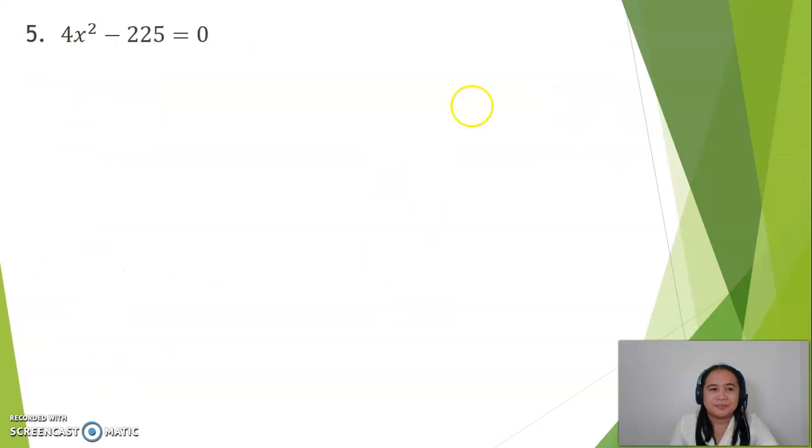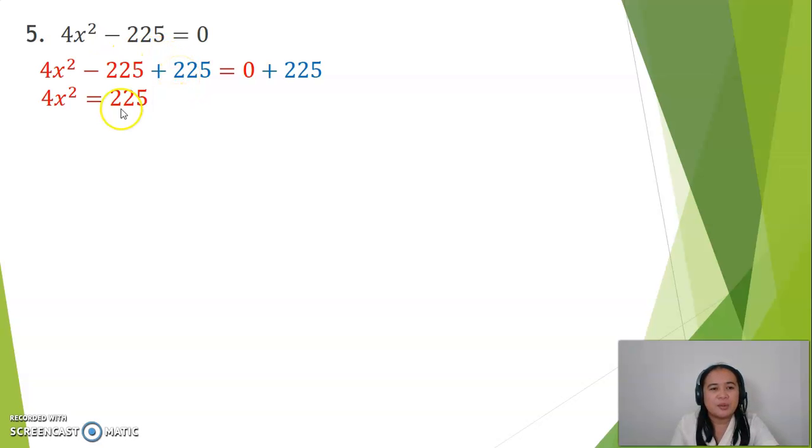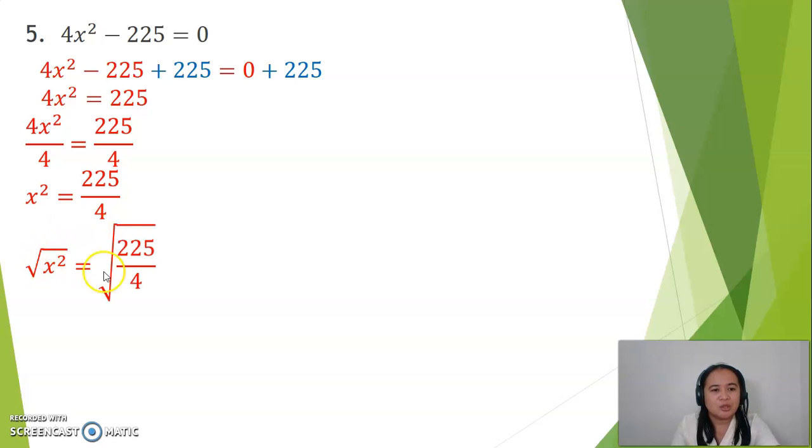Another example. In this case, the value for a is 4. So we have to eliminate 225 by adding 225 to both sides. So with this, we will end up with 4x squared equals 225. Dividing both sides by 4, we will end up with x squared equals 225 over 4. With this one, we will extract the root to both sides, so the result will be x is equal to positive and negative 15 over 2.